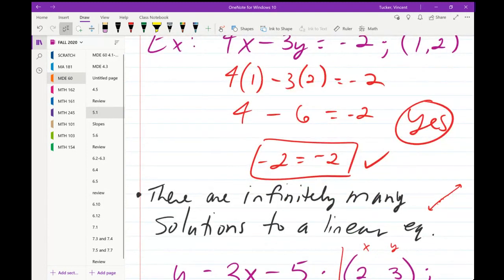All right, so there are infinitely many solutions to a linear equation. That's what that line represents when you graph it. It represents all of the points that are solutions to that equation. There's infinitely many points on this line, and any point that's on that line will represent a solution for your equation. So when we go to graph, that's what that graph represents.